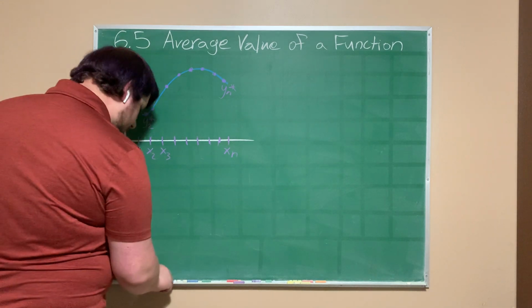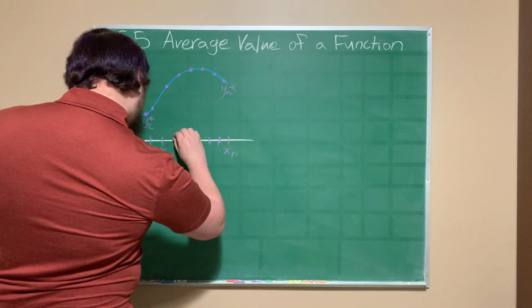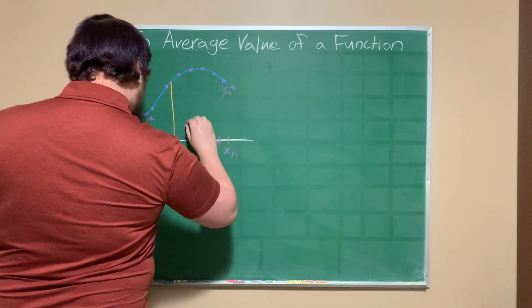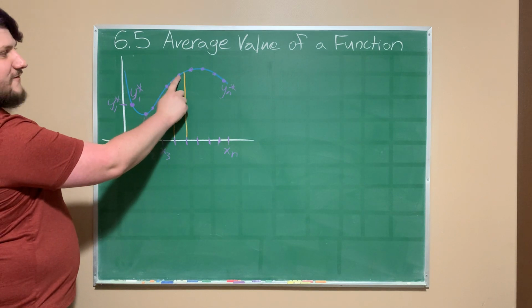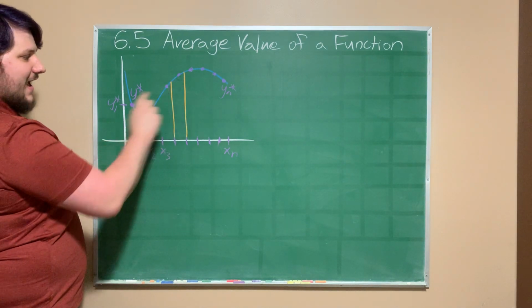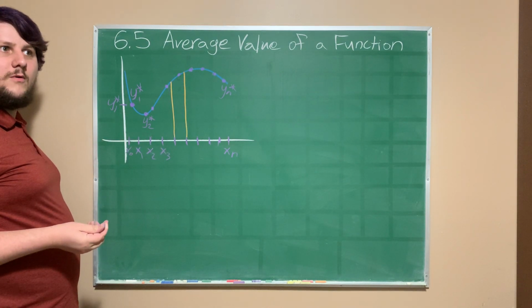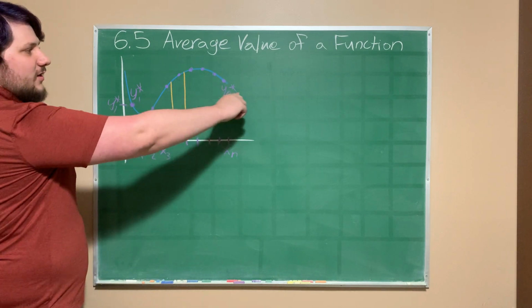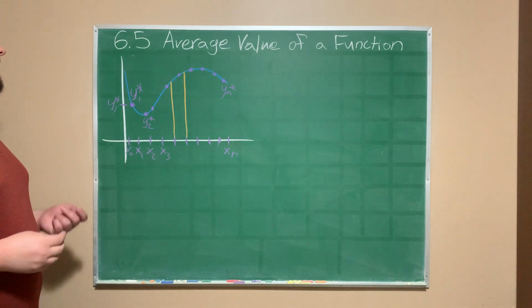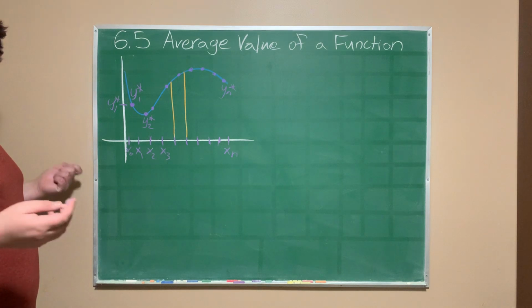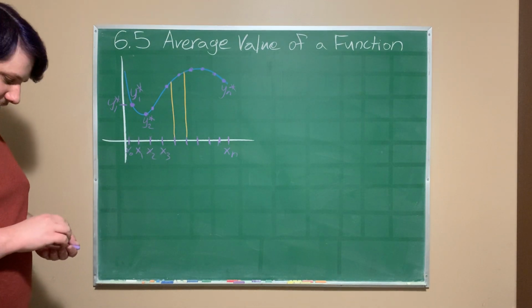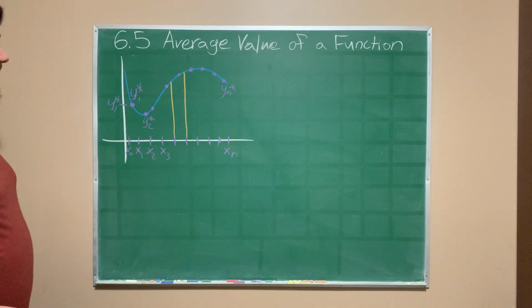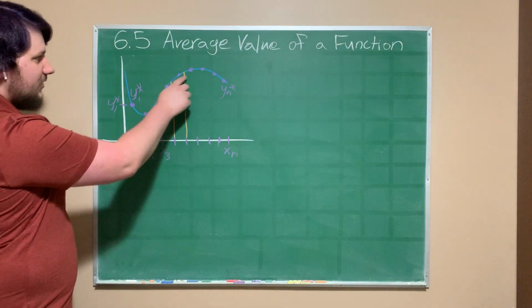So take a look at one particular subinterval from here to here, for example. We are going to assume that this y value here is approximately the average within this little subinterval. And so the average of all of these little averages is going to be the overall average value of the function. That's kind of the idea that we're going for here. So what does that look like? Well, it means that I need to add up all of these y values.